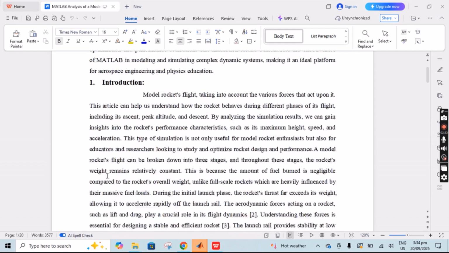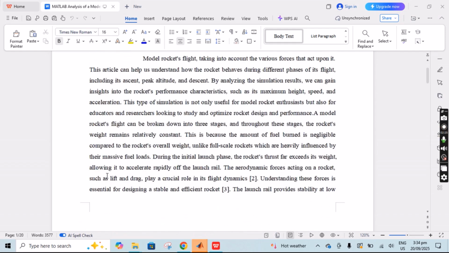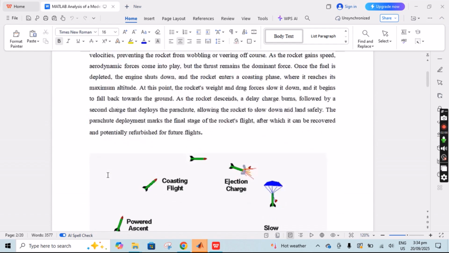Okay. So yes, this one I have also added the thrust far exceeding its weight, allowing it to accelerate rapidly off the launch rail. The thing is that we have considered the aerodynamic forces acting on a rocket, such as lift and drag, which play a crucial role in its flight dynamics.